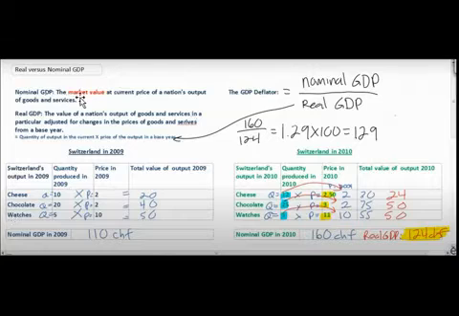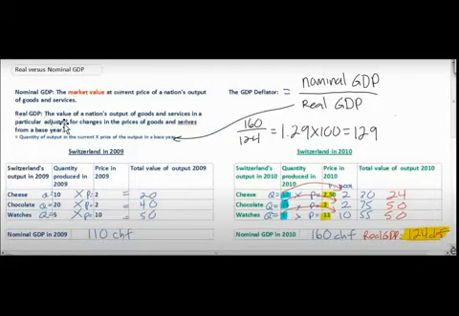Nominal GDP, it is the market value at current price of a nation's output of goods and services. Okay? So, current price siya nung market value na yon.